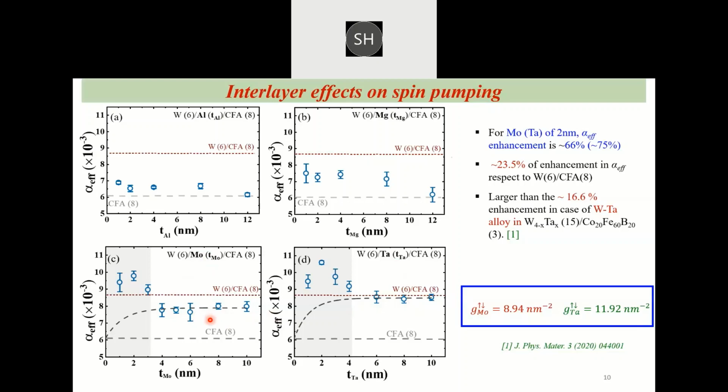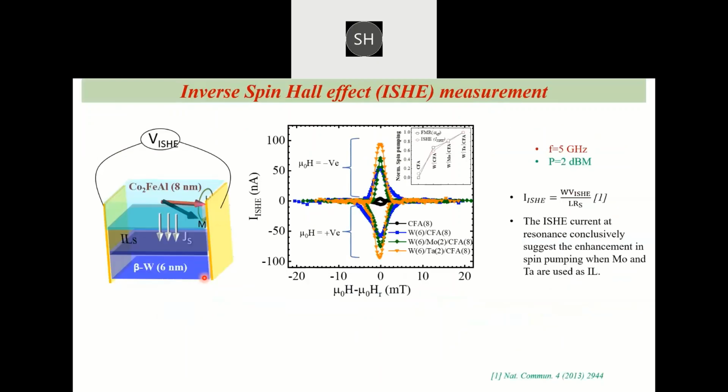So, to further strengthen our claim of enhancement in spin pumping with this interlayer, we have performed inverse spin Hall effect measurement on a few selected samples, and from the ISHE current at resonance, we can see that for the samples with interlayers, 2 nanometer molybdenum and tantalum, we have got higher ISHE signal, and even the enhancement in the signal replicates that we got from FMR measurements.